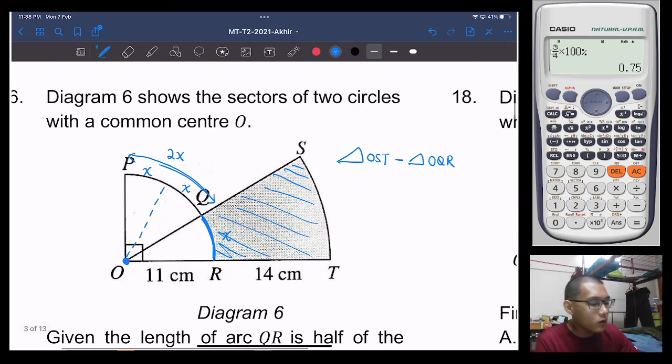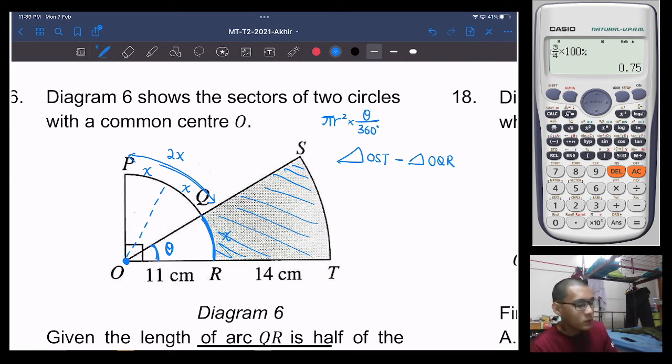So the area of the shaded region actually uses pi r square, the basic concept for the area of a circle, and we times it with some angle, or some part, from 360 degrees. So this theta, how much is theta? We need to find the theta first, the angle here.